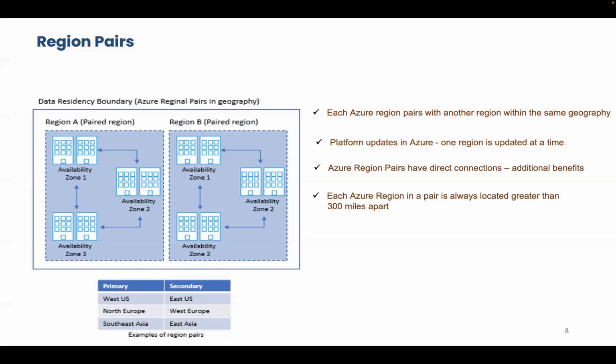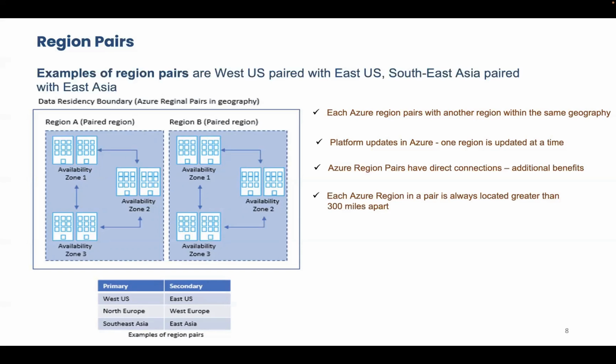Now I'll give an example of region pairs so that you can understand it more clearly. Examples of region pairs are West US paired with East US, or Southeast Asia paired with East Asia. So this is the example of regional pairs. Now we will understand the concept of geography.